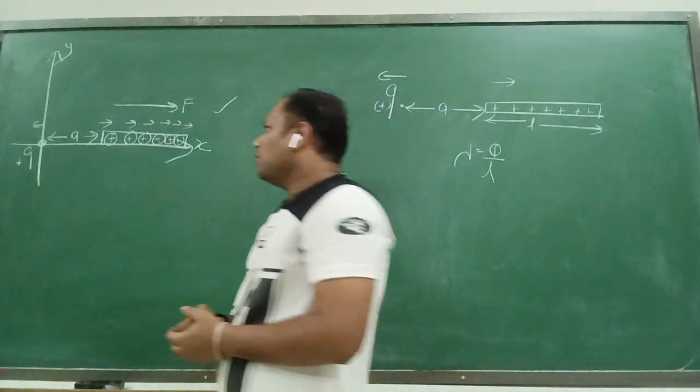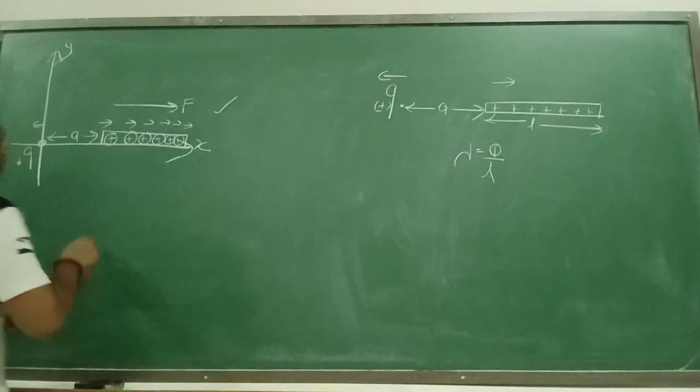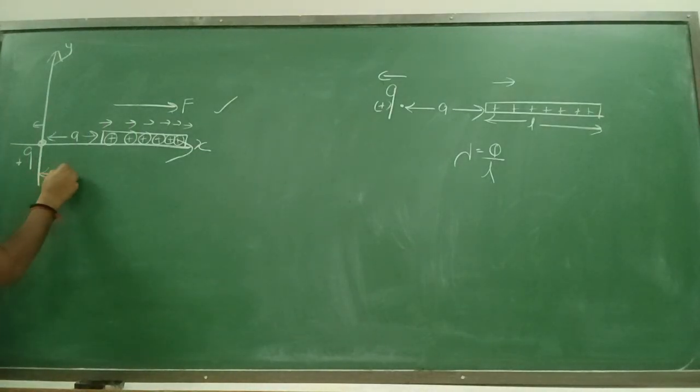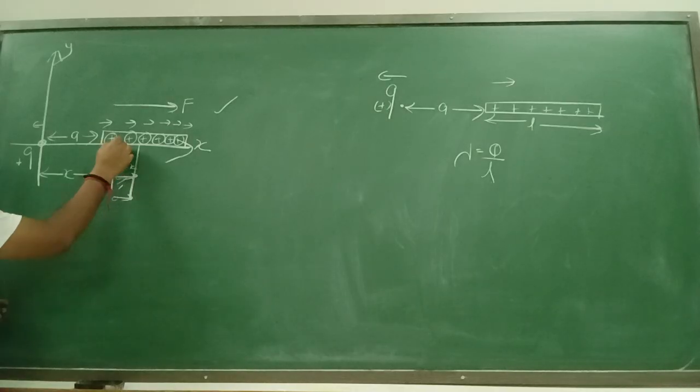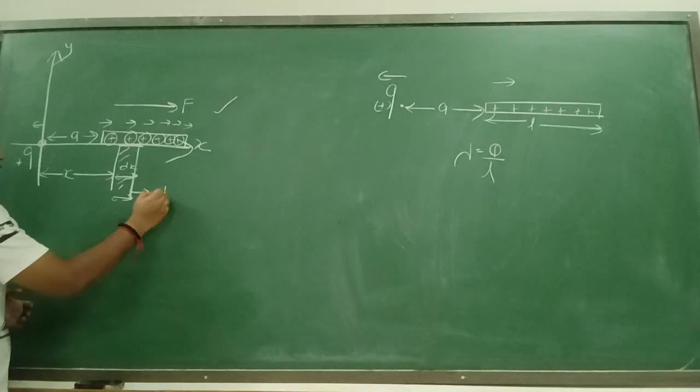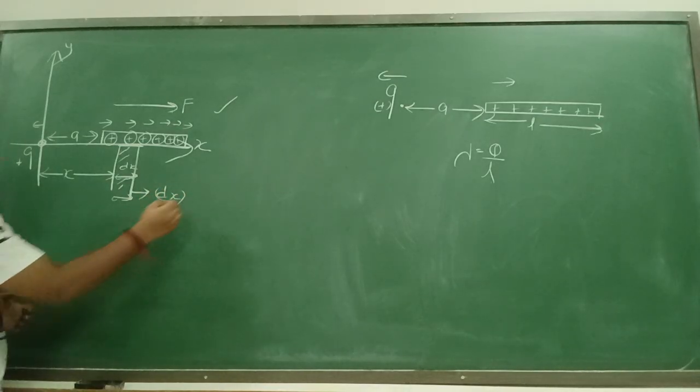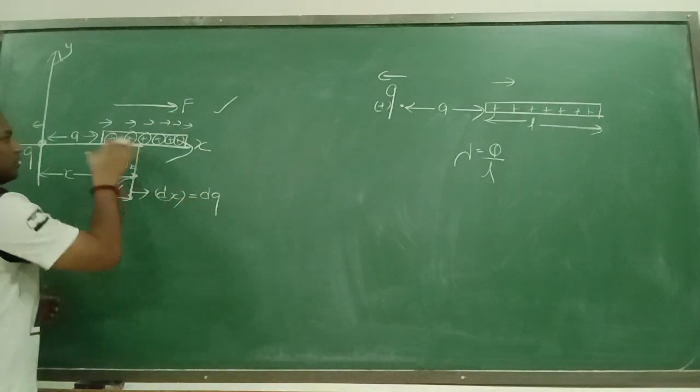Okay. Now to do the integration, we have to take a certain portion of this rod, say a dx length portion, and in this dx length portion we have to find the charge present. So suppose in this dx portion we have a charge dq present on this rod.